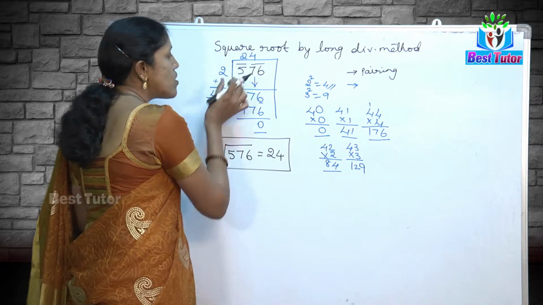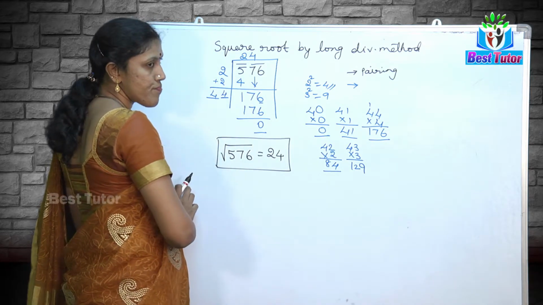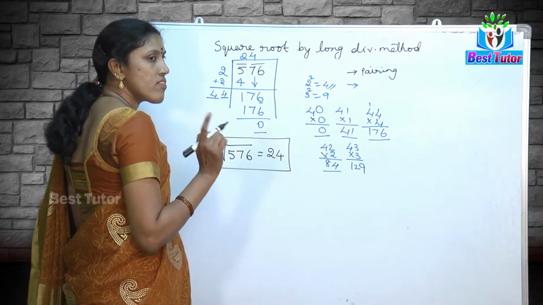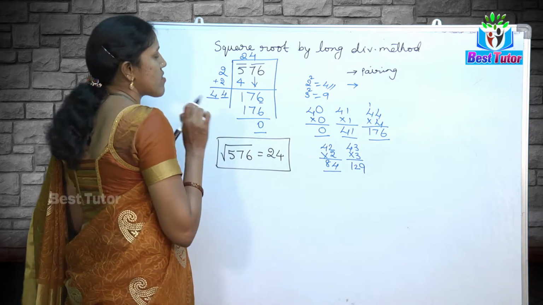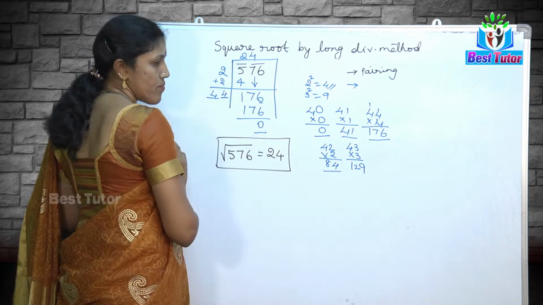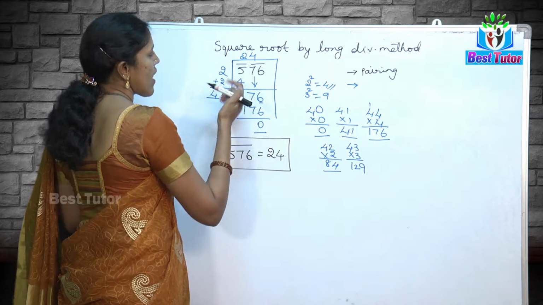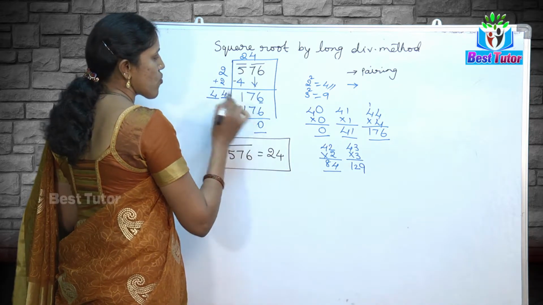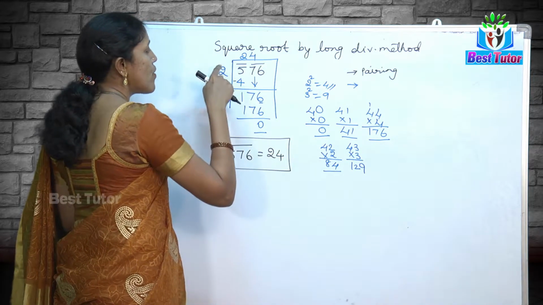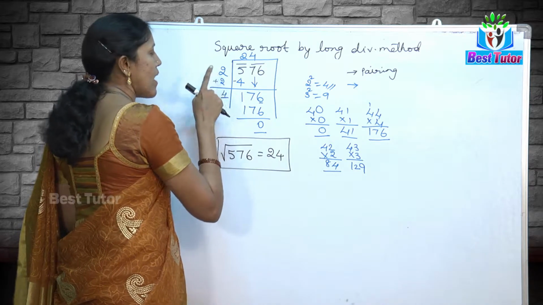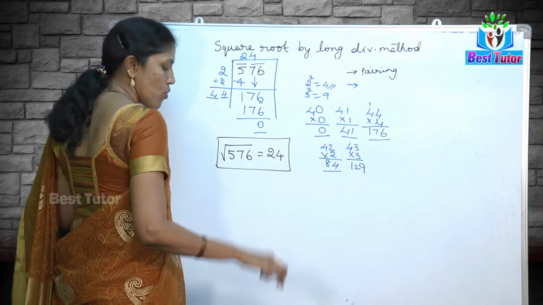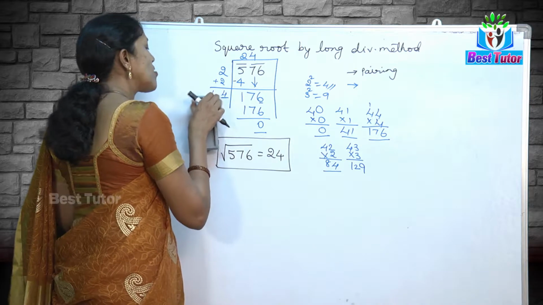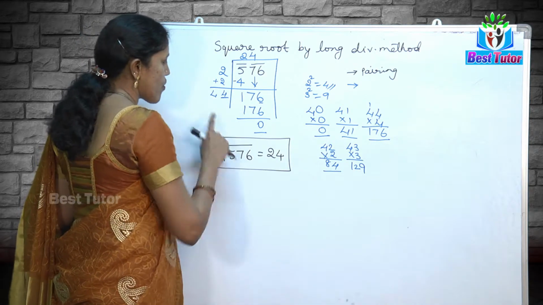Second step, choose the first pair of numbers. Here it is 5. What is the perfect square closer to 5, less than 5? 2 2s are 4. Towards the right hand side of the line, we are going to subtract. 5 minus 4 is 1. Towards the left hand of the line, you are going to write down the same number and add it. 2 plus 2 is 4. So, leave the ones place blank and write the 4 here.